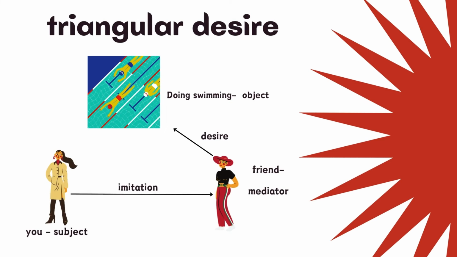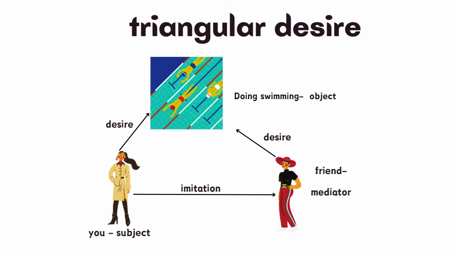Girard's concept of triangular desire adds a fascinating dimension to our understanding of human motivation. He argues that desire is not merely a direct relationship between a person and what they want, rather, it involves three interrelated elements: the subject, the object, and the mediator.